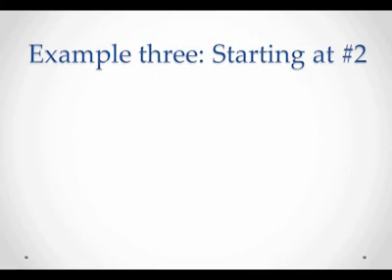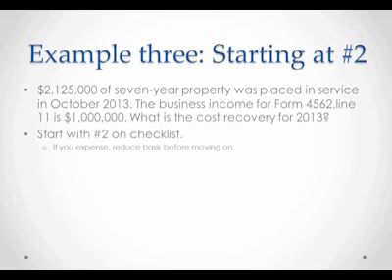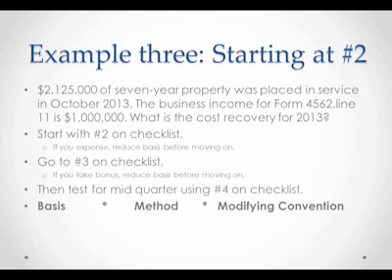$1,515,000. In this next example, once again, we placed in more than $2 million, so there will be a phase down this time, but not a complete phase out. Go through number 2, number 3, test for mid-quarter, basis, method, modifying convention.